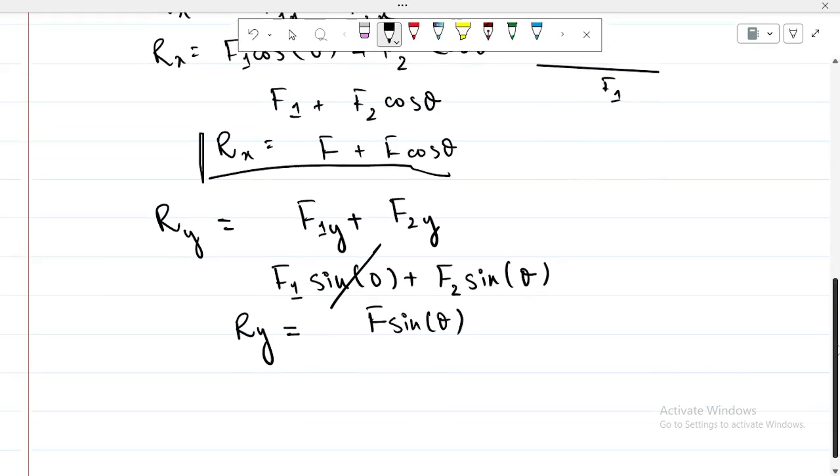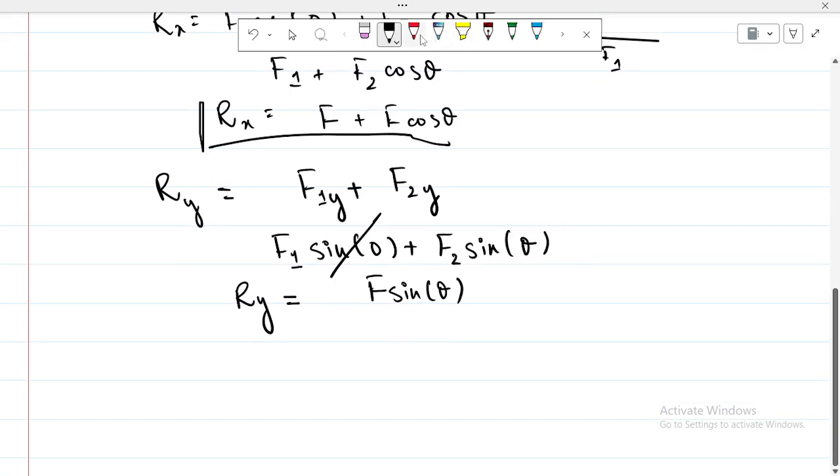Now that we have obtained the two components, we can find the magnitude using the expression for the magnitude of the total resultant vector, which says that R squared is equal to Rx squared plus Ry squared. When I'm writing the square, I don't really need the square root.